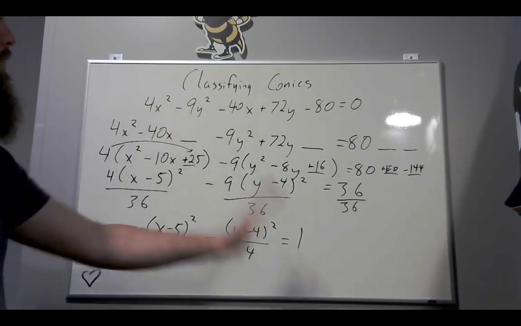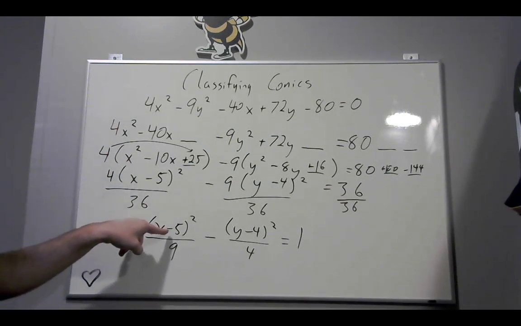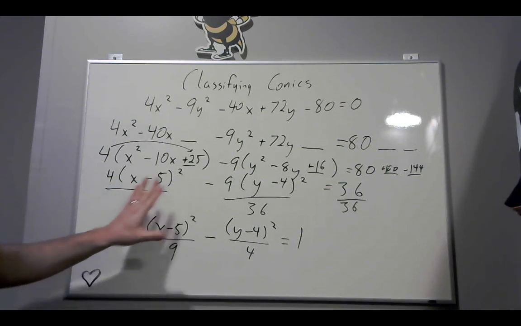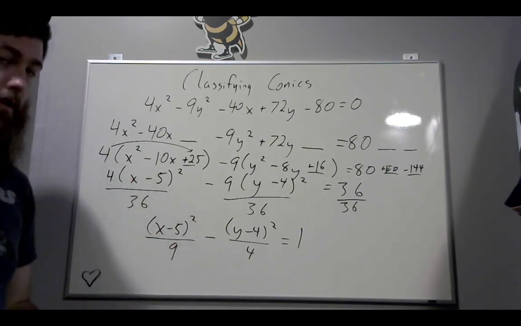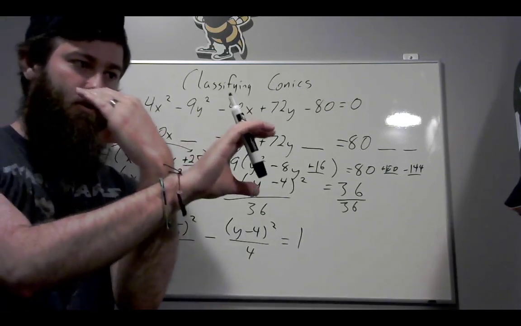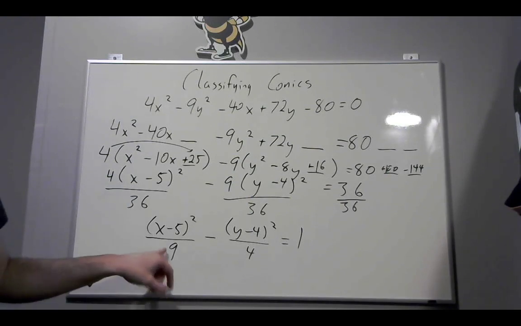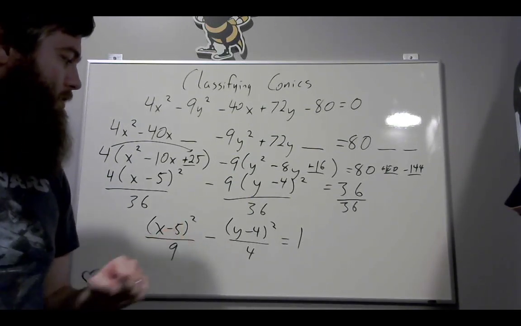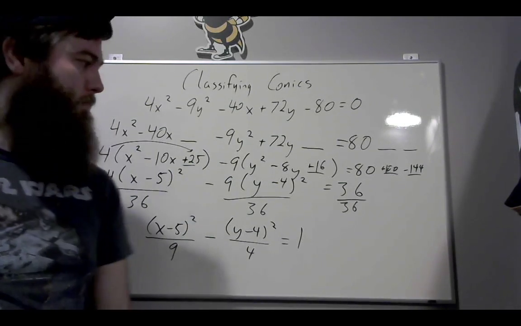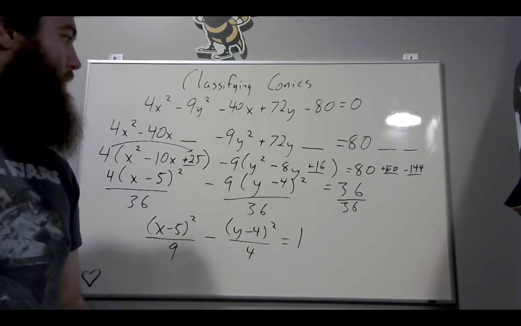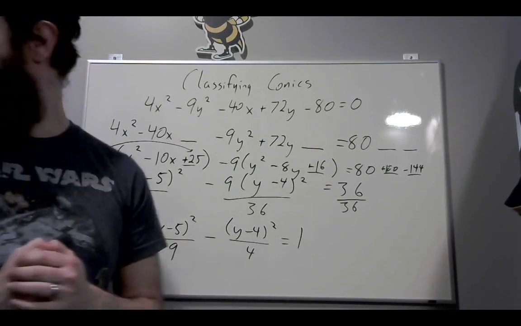Alright, so looking at this, we can see that we have a center at 5, 4. Since our x is the first term, this is going to be a horizontal opening parabola, so it's going to open up to the left and to the right. Your a term is 3, your b term is 2, and then you can find other pieces of information from that. So again, this is all that it is today.